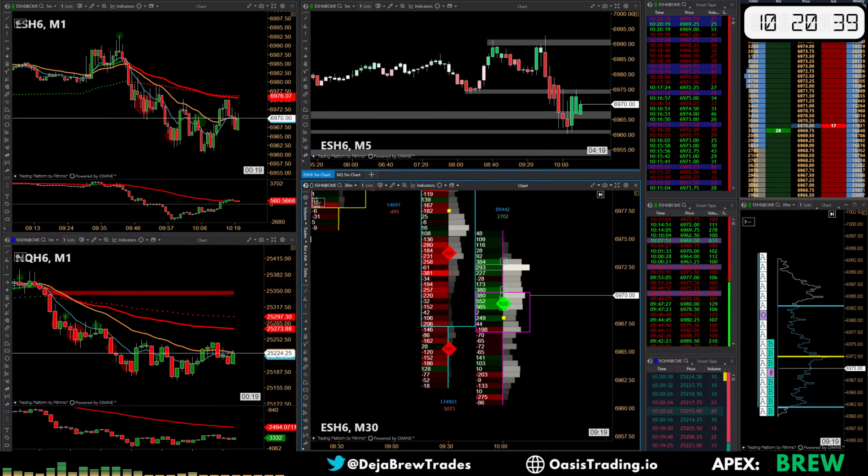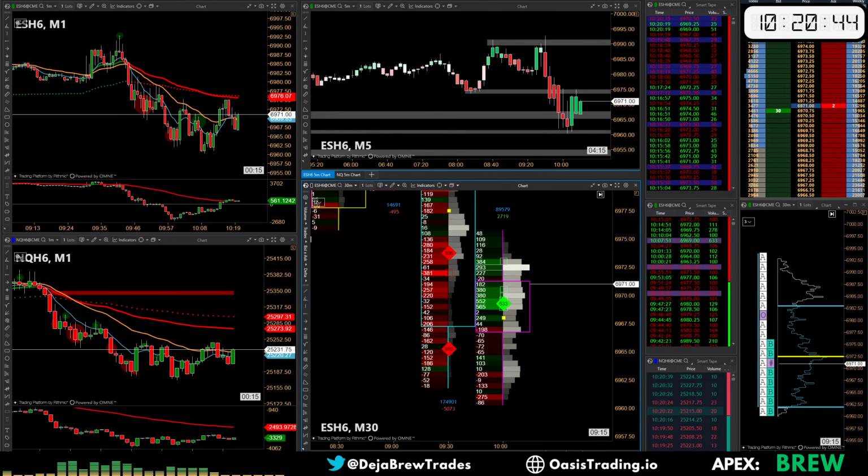The 50K sizing guide is still good for this type of market. You might need to pull back a little bit from the sizing guide if it seems like it's moving too fast for you.